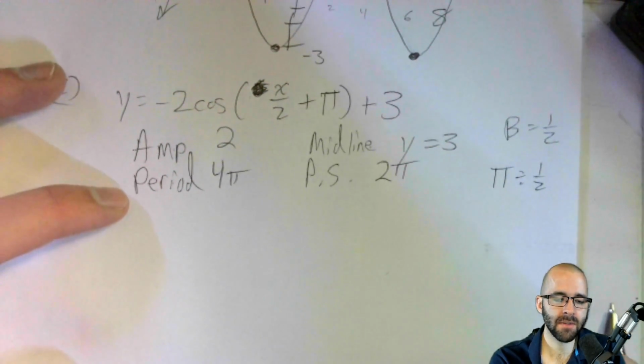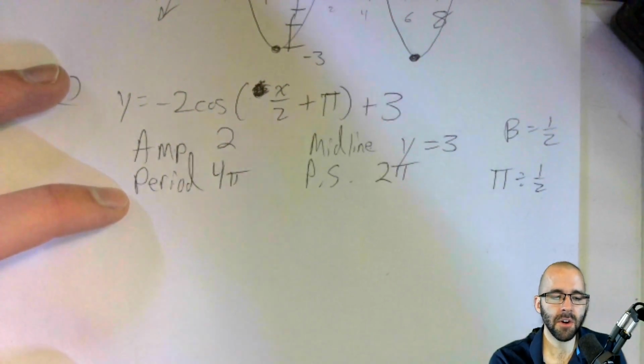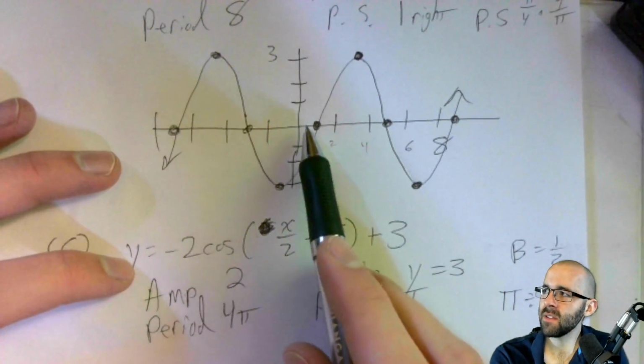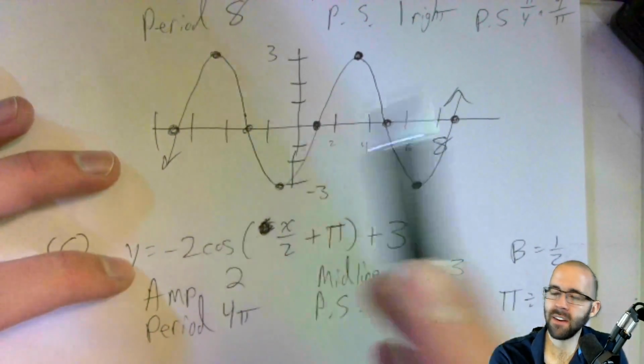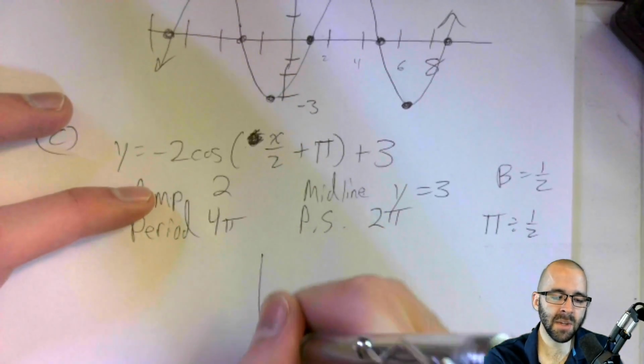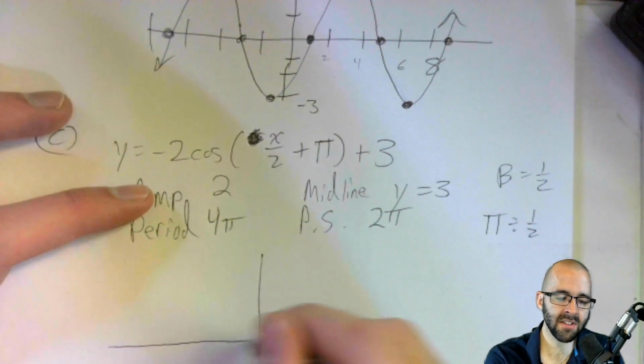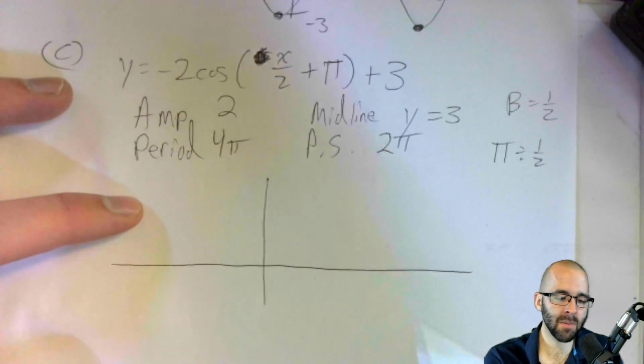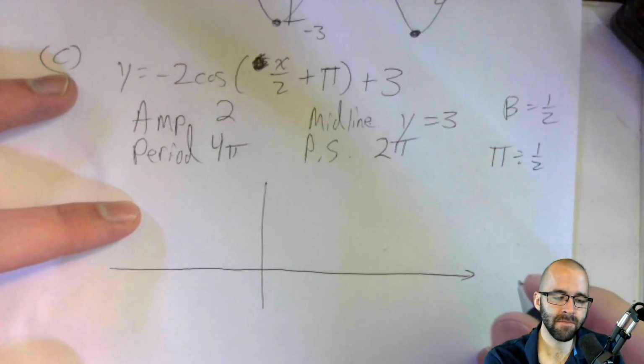So let's graph this. In the previous ones, our midline was 0, so I had this centered. But here our midline is up, so we don't need so many negatives, if any negatives at all. So let's have a little bit more top than bottom. We'll be a little top heavy here.